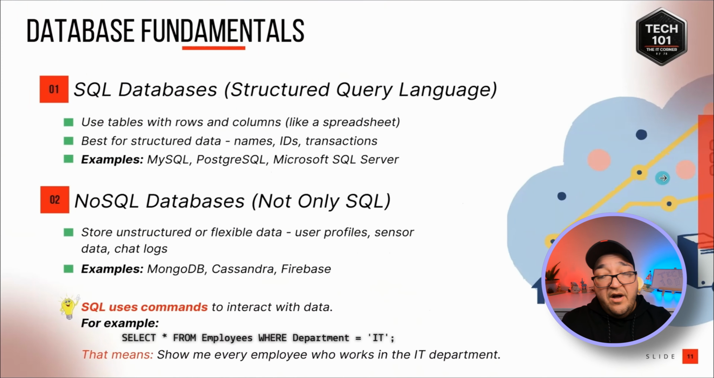Now let's move on and talk about databases, where all this information lives. A database is a structured way to store and manage data so it can easily be accessed, updated, or analyzed. Think of it like a super organized digital filing cabinet. There are 2 main types of databases that you should know. We got SQL databases, which use tables with rows and columns, best for structured data. You got NoSQL databases, which store unstructured or flexible data. And I have some examples here of what that looks like.